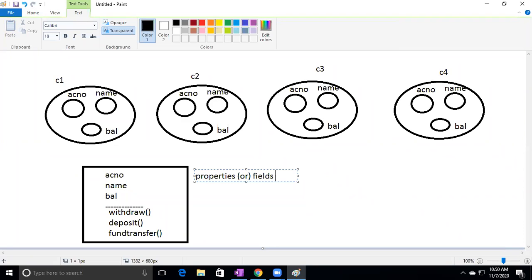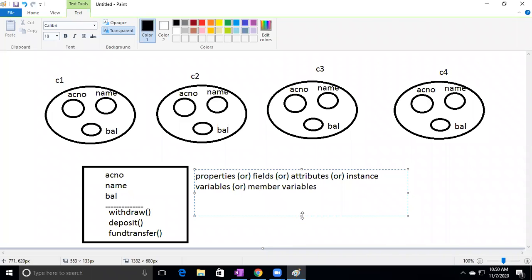These fields can also be called attributes, or you can also call them instance variables, or you can also call them member variables. This is the terminology you have to know. So properties can also be called fields, attributes, instance variables or member variables. So here account number, name, balance are called properties.